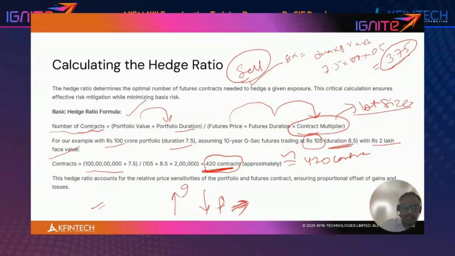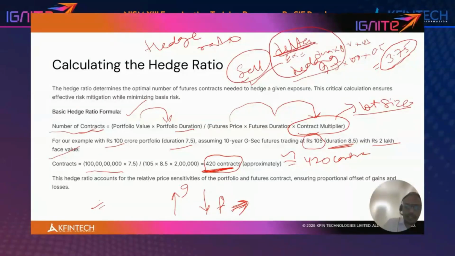This is called the hedge ratio. In the market, it is also called delta hedging. Why delta? Because delta means change. What is the expected change? The change is 0.5%, right? We got this from the previous slide, that the expected rate change is 0.5%. So this is the delta over here. Hence it's known as delta hedging.